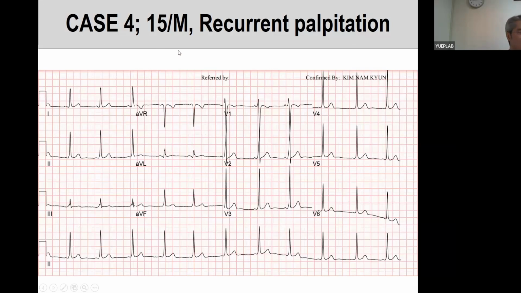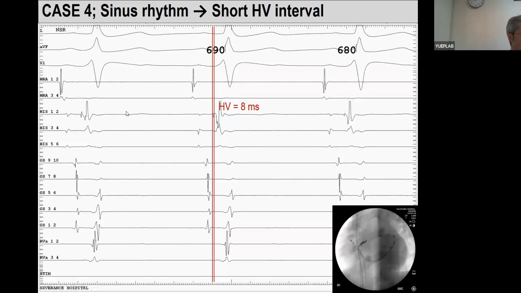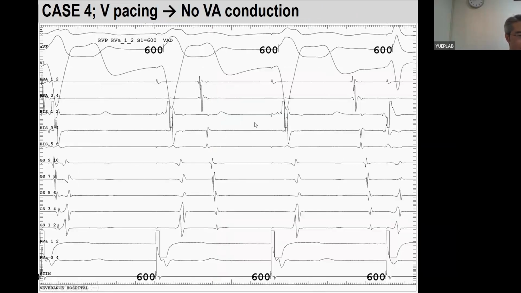Next case, a 15-year-old male. He complained of recurrent palpitation. His ECG tracing shows a delta wave. So we conduct a catheter ablation EP study. During sinus rhythm, this is the His bundle. HEV interval is much shorter, 8 milliseconds. We conduct V pacing, however, no VA conduction.